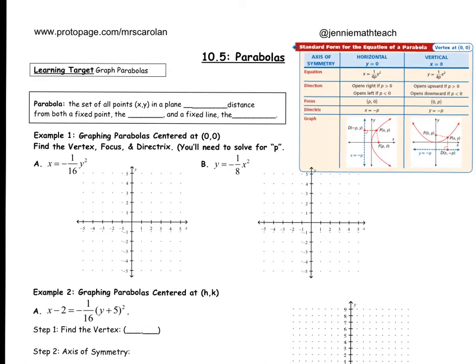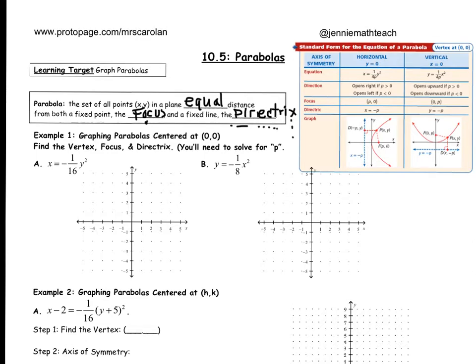So here's everything you ever wanted to know about parabolas and how to graph them. The formal definition of a parabola is the set of all points in a plane that are equal distances from both a fixed point, the focus, so that'll be one dot, and a fixed line, the directrix. D-I-R-E-C-T-R-I-X. All right, directrix. And that'll either be a horizontal dashed line or a vertical dashed line.